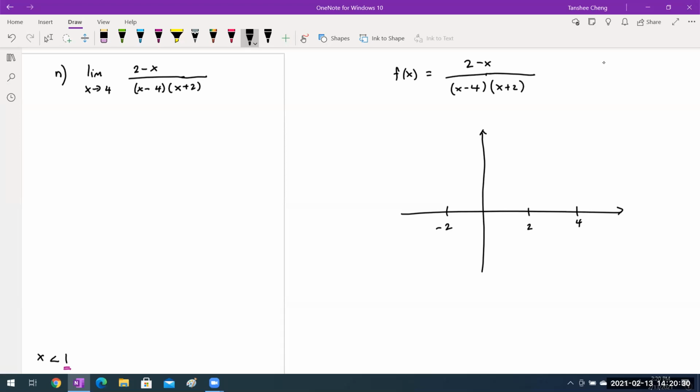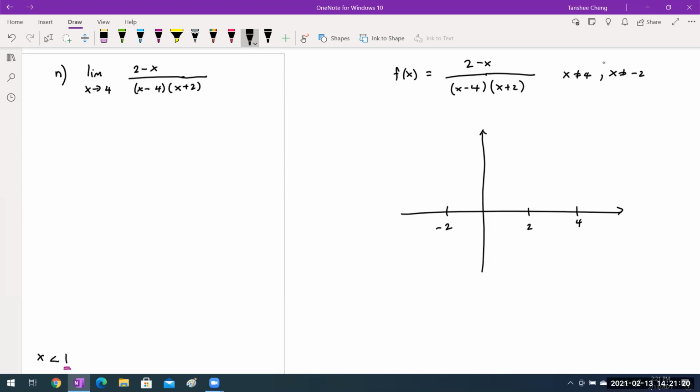Example N. This is a different type of problem that we need to use a different approach for. The problem is the limit as x approaches 4 of 2 minus x over x minus 4 times x plus 2. It is a rational function, and the limit that we are approaching is not in the domain of this rational function, because x cannot be equal to 4 and x cannot be equal to -2. The limit that we are trying to find is x approaches 4. So in this kind of situation, how do we deal with it?